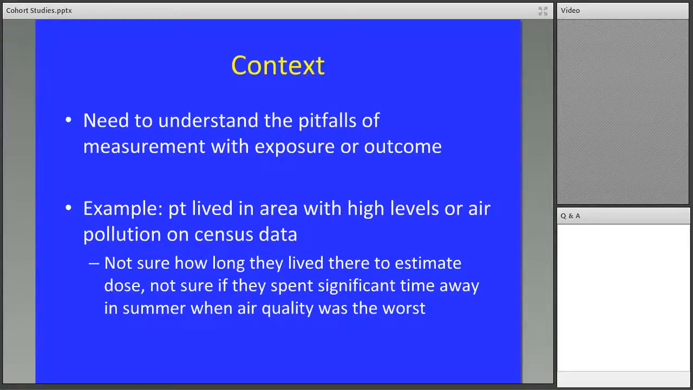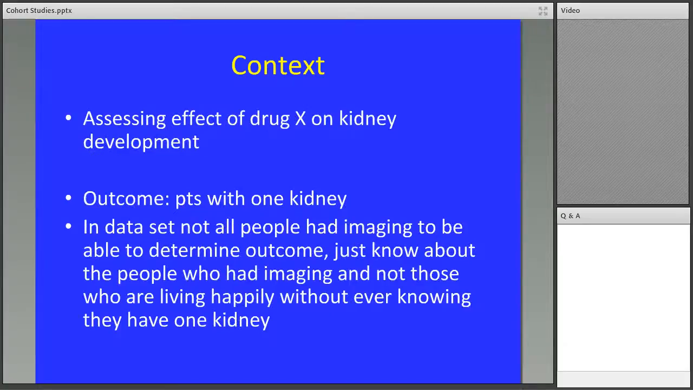Okay, so context. Let's understand the pitfalls in measurement with exposure or outcomes. So, example, the patient lived in an area with high levels of air pollution on census data. Well, that's great. You could say this patient lived in the census or she didn't. But are you sure how long she lived there to be able to estimate the dose? Did they spend time away during the summer when the air quality was worse? In other words, getting the detail of the exposure, even if they're in a high pollution area, you may still want more granularity than you're getting. And it may be different within the exposure group.